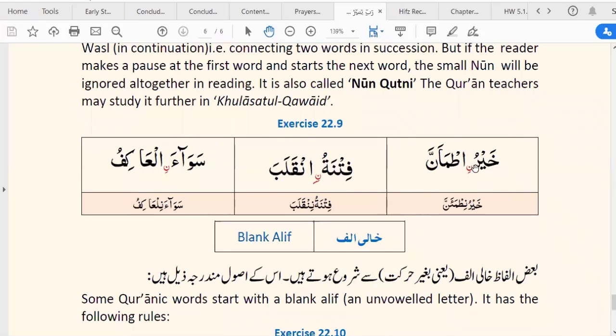You are right. Okay, let's have a go at the second example. Can you read it in continuation, please? Fitnatun qalaba. Okay, very good. And now in two separate words. Fitnatun. Fitnah. In qalaba. Very good, mashallah.